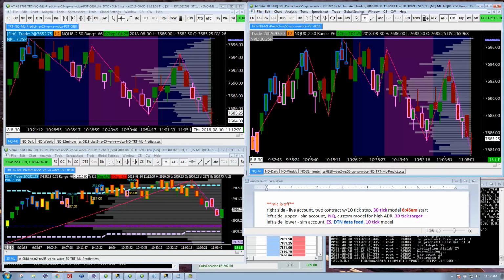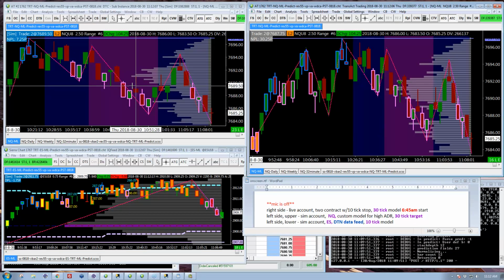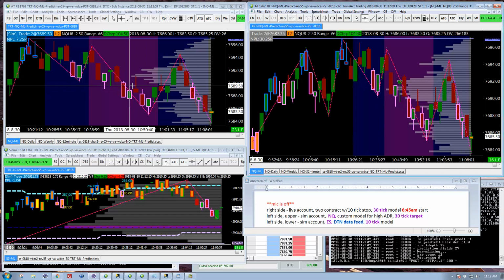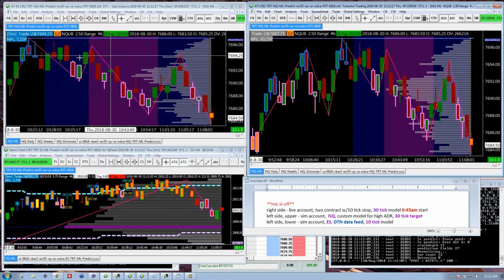Currently at 30.605. The ES is down a point and a quarter, right? 0.75. I haven't had a chance to look at that. This other experimental NQ model is not doing as well, 7.25 points. I'll have to look at that later.